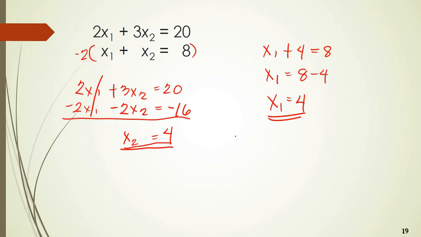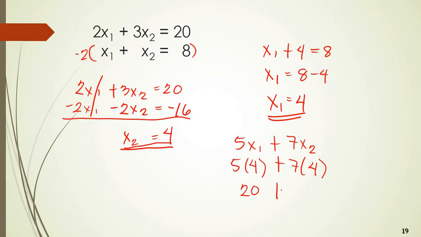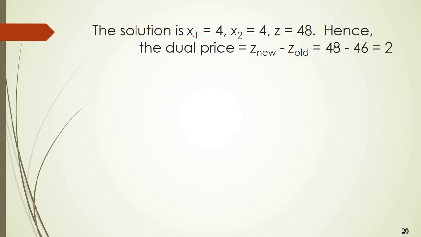Okay, using these two new values, we're going to get the value by substituting them into our objective function. Our objective function is 5x sub 1 plus 7x sub 2. So 5 times 4 plus 7 times 4 comes to 20 plus 28. We're going to have 48 as the new value of our objective function. Given the solution here, x sub 1 is 4 and x sub 2 is 4, the new value of our objective function is 48.